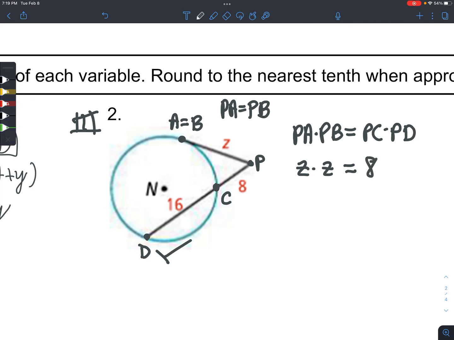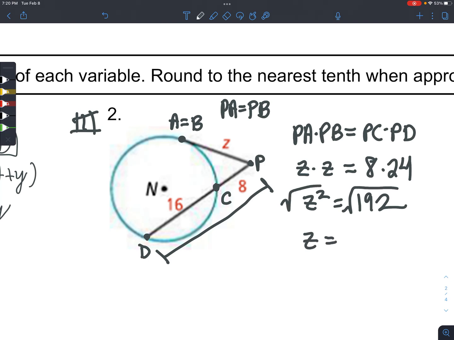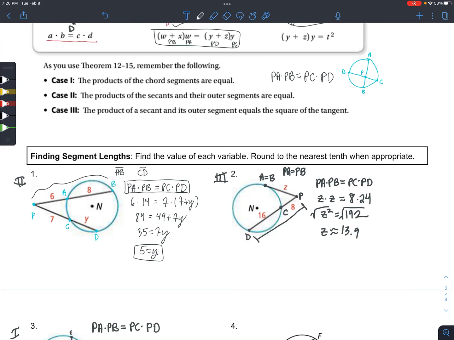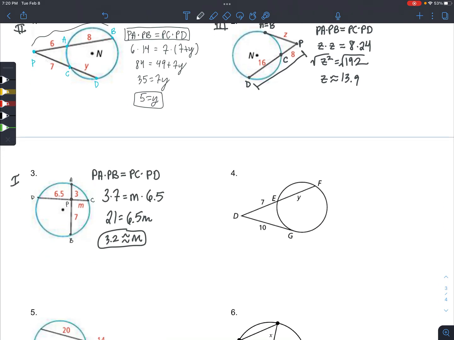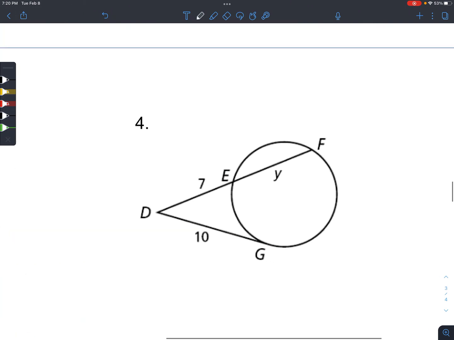So they're both Z, and PC is 8, and PD is this entire distance, which is 24. Okay. So Z squared equals 192. And if we take the square root of both sides, I'm looking for approximates here. No need to reduce to simplest form, 13.9.